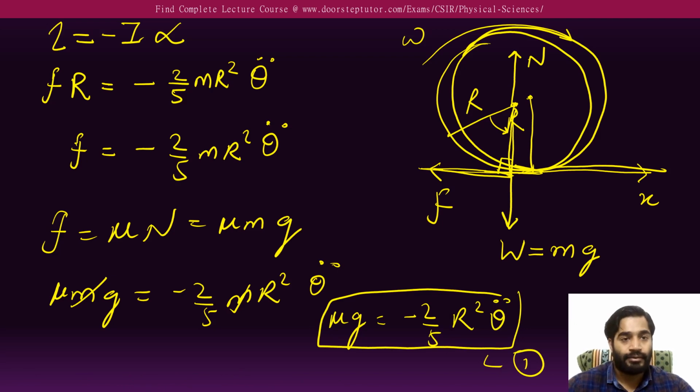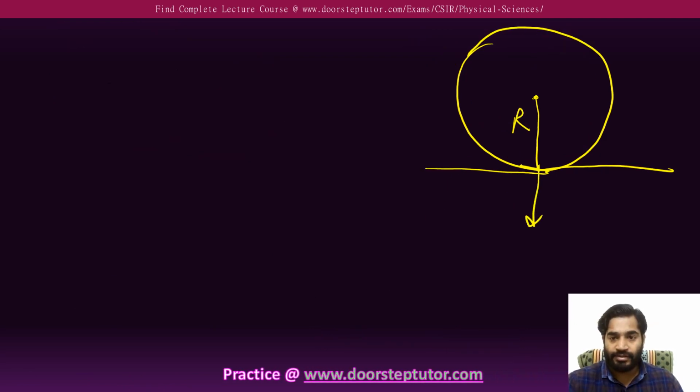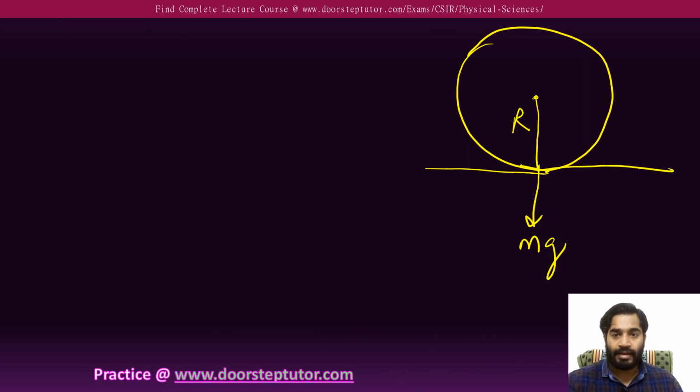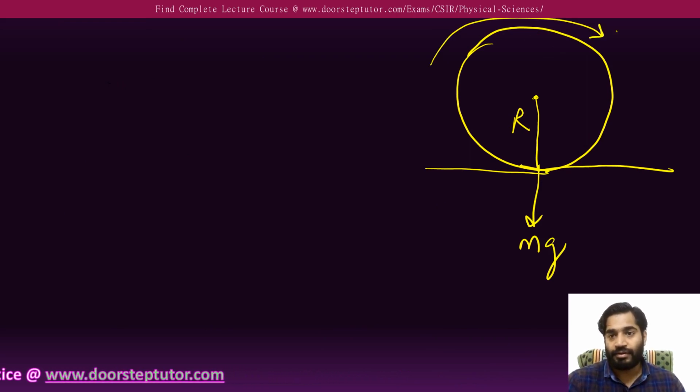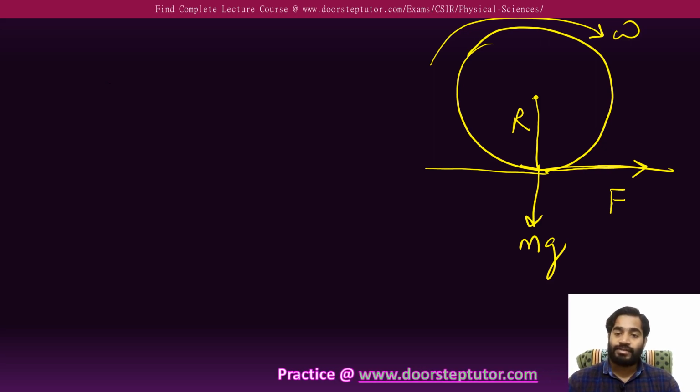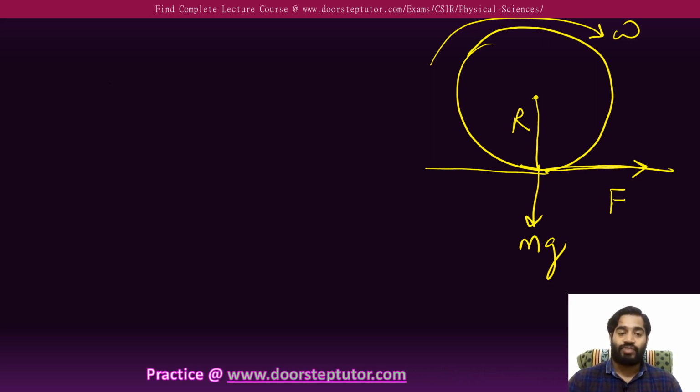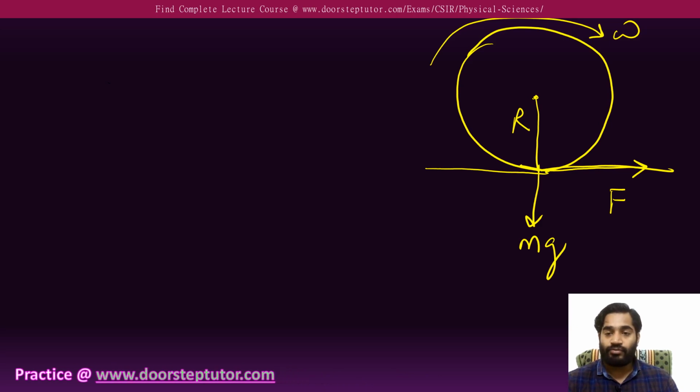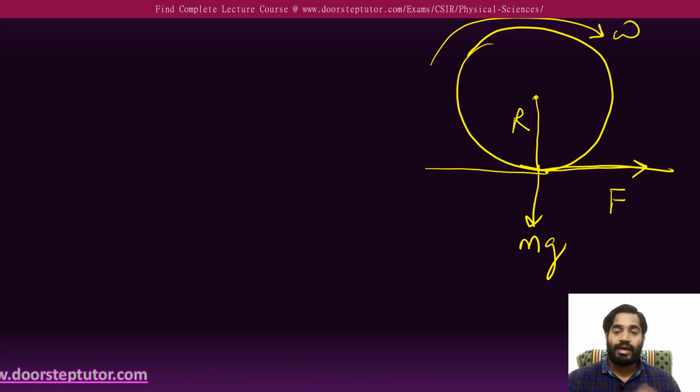Clear? Here again mg is downward, and since it is moving with the angular velocity omega, it is also moving with a force F. This F is now different. This is not a frictional force. This force is just an accelerating force due to the translation, because a sphere has rotational as well as translational motion. So this force is due to the translational motion, and we know F equals ma.